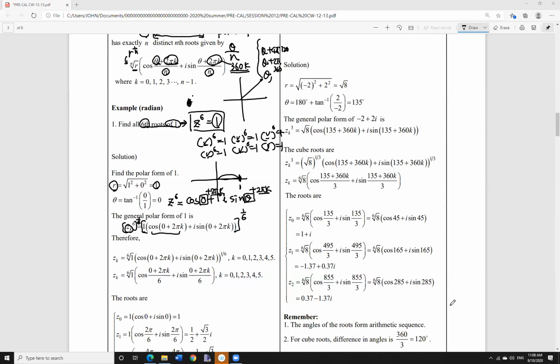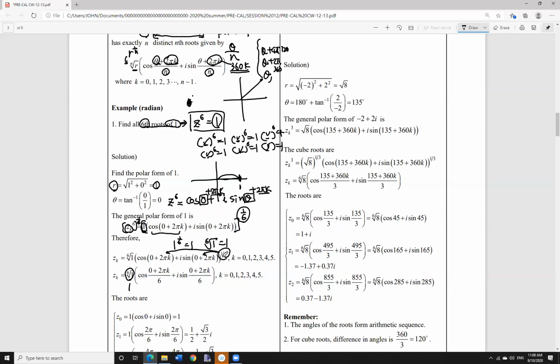Okay, now what's the next? 1 over 6, still 1. We know that, right? Or you can use the 6th root of 1, still 1, isn't it? That's why this is still 1. But inside, 1 over 6 going into what? Inside the angle, isn't it? That is the Moivre rule, right?